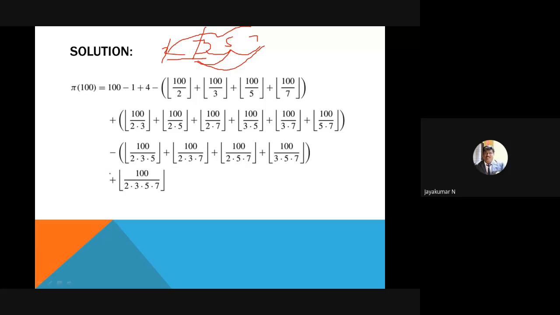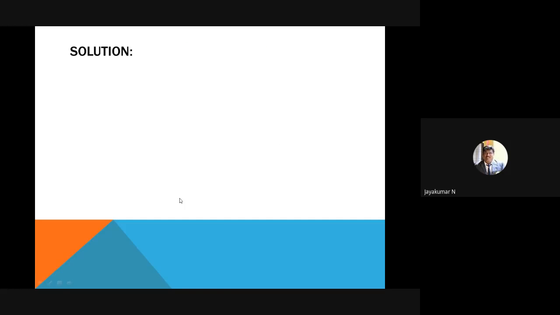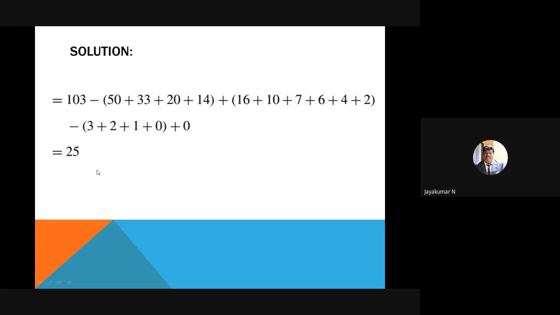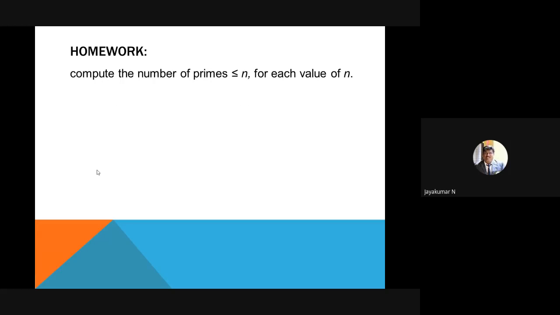After that, plus 100 divided by 2 into 3 into 5 into 7. Now easily you can evaluate. You know how to evaluate these things, so evaluate it. Finally I get 25. So the answer is 25. That is, 25 prime numbers which are less than or equal to 100. We have 25 prime numbers which are less than or equal to 100.